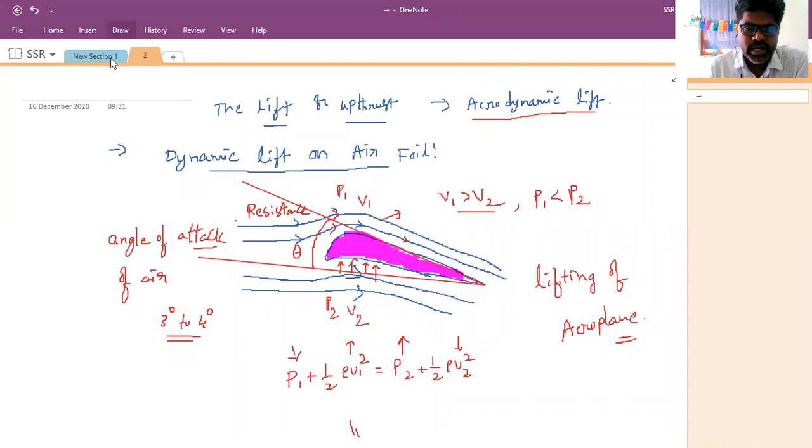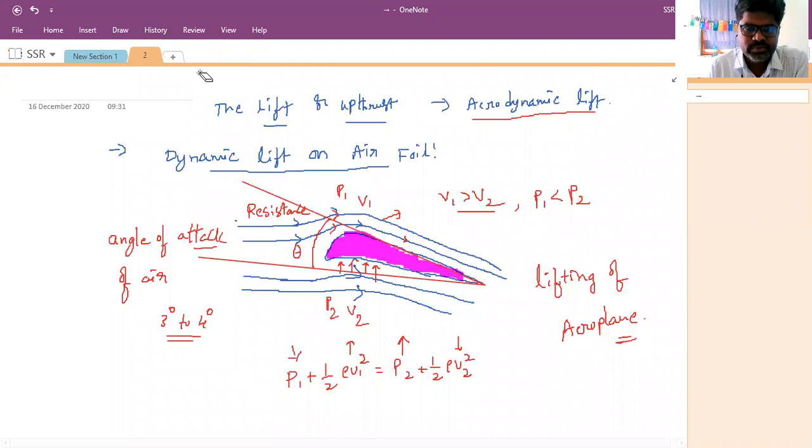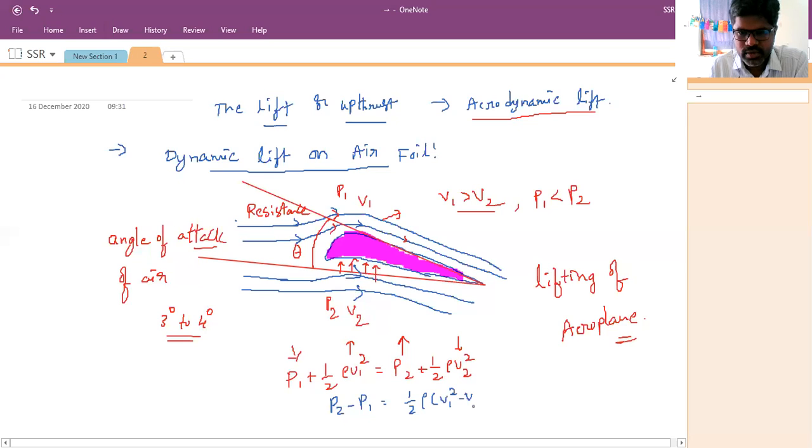So for that you write very simply P2 minus P1. This pressure difference is equal to half rho into V1 square minus V2 square. The gravitational potential energy per unit volume of the air is almost the same from the topmost point of the wing to the bottommost point of the wing.